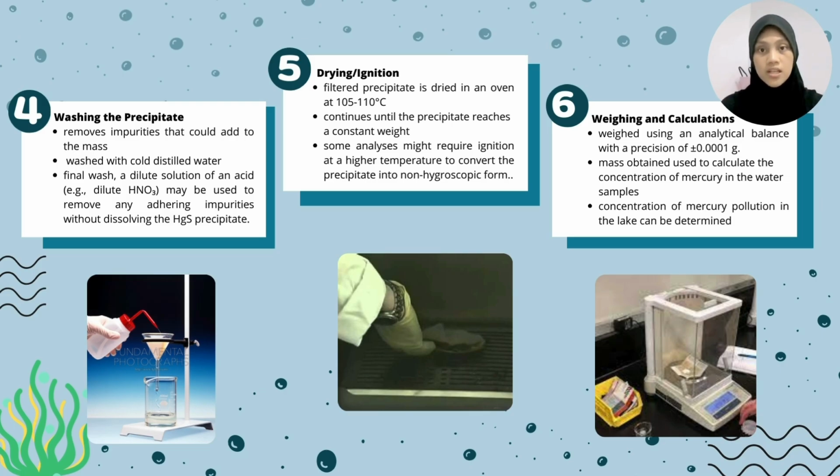The precipitate is washed several times with small amounts of cooled distilled water. For the final wash, a dilute solution of an acid may be used to remove any adhering impurities without dissolving the HgS precipitate.